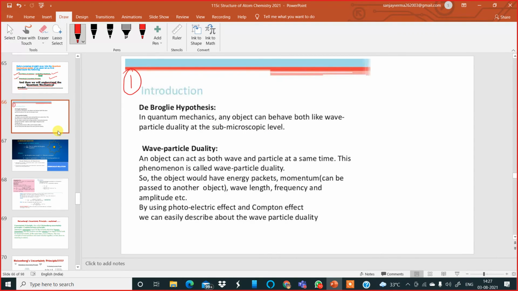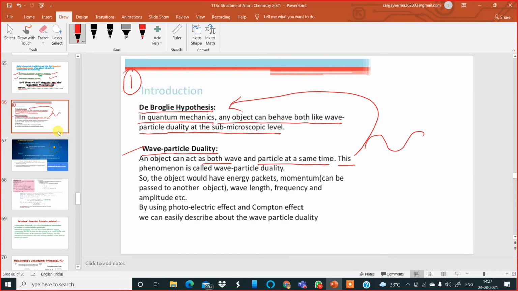Okay. Now, moving further to our next slide, number 1, which is de Broglie's hypothesis. In quantum mechanics, any object can behave with wave particle duality at the submicroscopic level. Now, what is wave particle duality? A particle can behave like a wave, as well as a particle carrying mass. So an object can act as both a wave and a particle at the same time. This is the hypothesis given by de Broglie, and it is called wave particle duality.